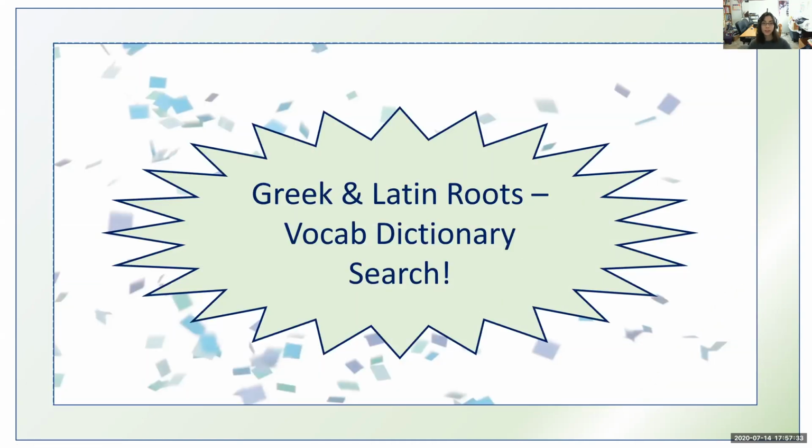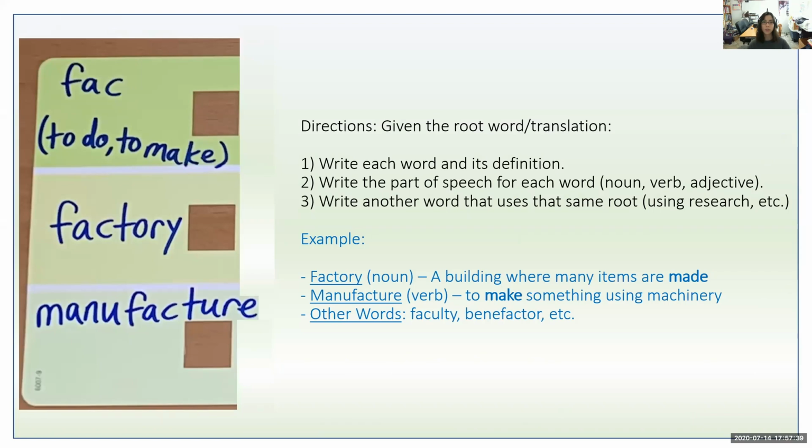All right, so moving on to a new exercise. We have Greek and Latin roots, vocabulary dictionary search. Okay, so I'm going to explain how this goes. You have a root word on the left-hand side, and you also have two vocabulary words. So basically, you're going to have 3 steps. You will write each word and its definition. So here you'll have factory, and you'll write its definition, and then manufacture, and you'll write its definition.